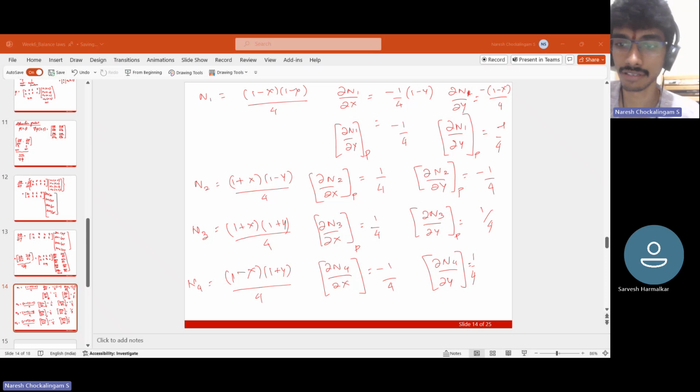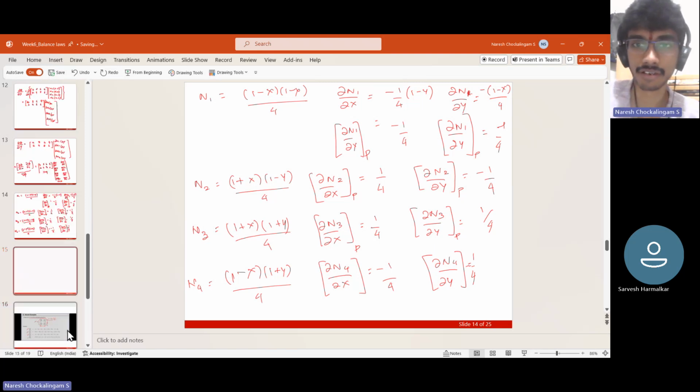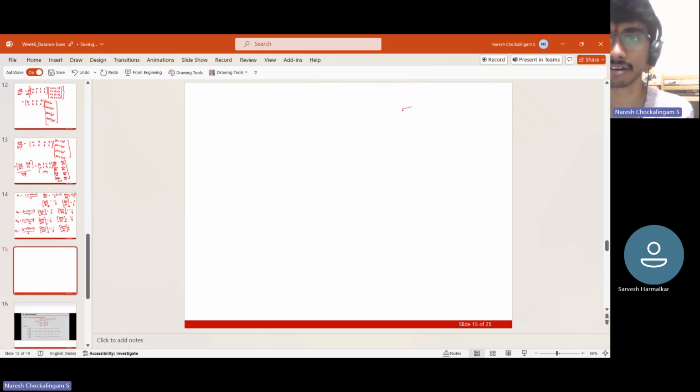Okay, so this is 1 by 4. Now collect all these in a matrix form. If you collect all these derivatives in a matrix form, you get minus 1 by 4, minus 1 by 4. The second point, x is positive, so 1 by 4, minus 1 by 4. Third point, both are positive. And last point, x is negative.